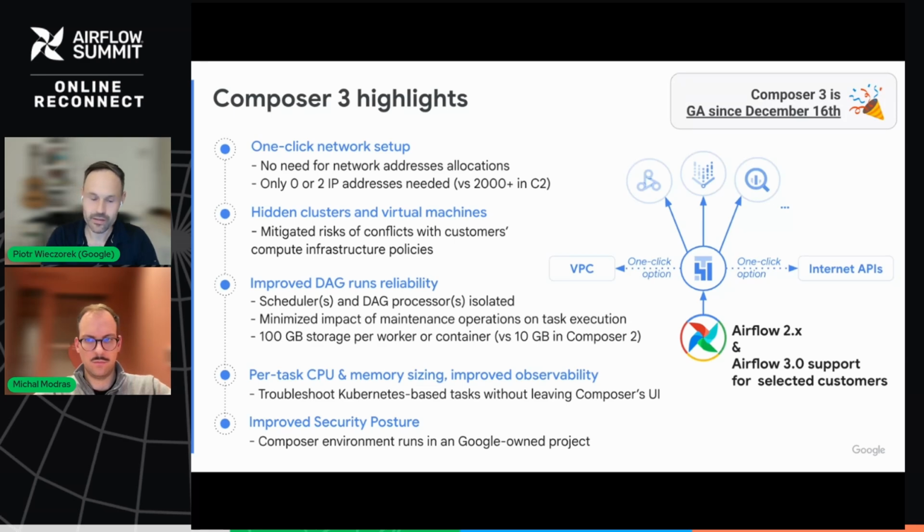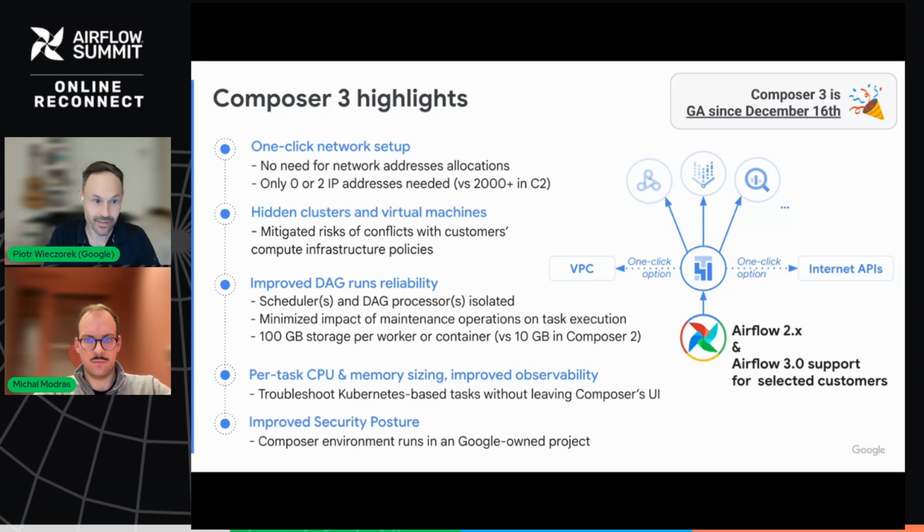We have also hidden the cluster and virtual machines, and all of the components are now within Google project, so that you don't need to worry about them anymore. And it also mitigates the risks of, first of all, accidental deletions of those components, but also it mitigates the risk of conflicts with your enterprise infrastructure policies. We have also significantly improved DAG runs reliability. We'll talk about that more in the subsequent slide, but now scheduler and DAG processor are isolated, which brings a lot of benefits, including reliability improvements.